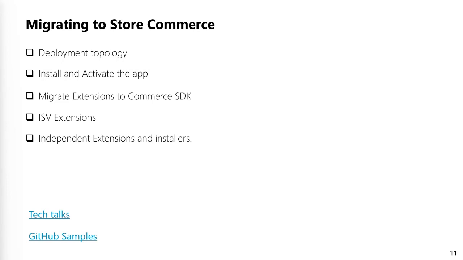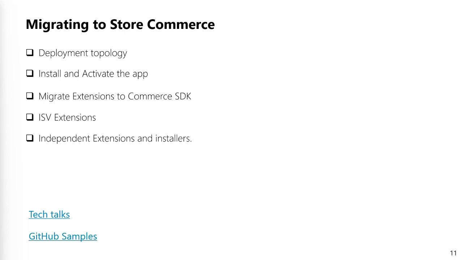If you don't have any extensions or any ISV solution, then it's a straightforward, easy migration: uninstall the older MPOS and install this new app. Functionality wise, it's all going to be the same. The hardware station support is the same, and offline and everything is the same functionality. So even your testing effort can be minimized. You only need to install and activate it. So it will be an easy migration to the new Store Commerce app.